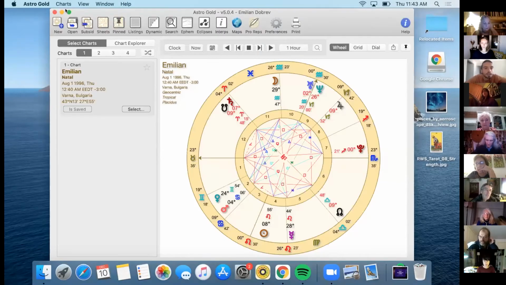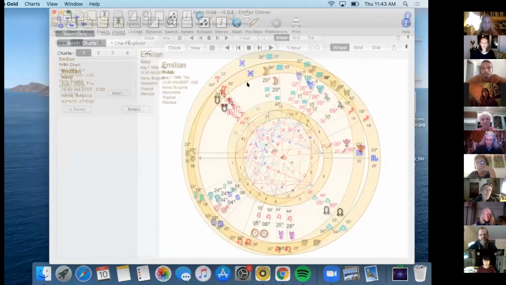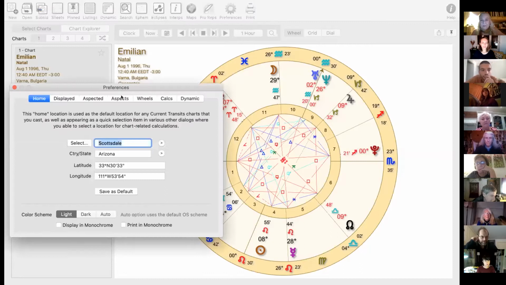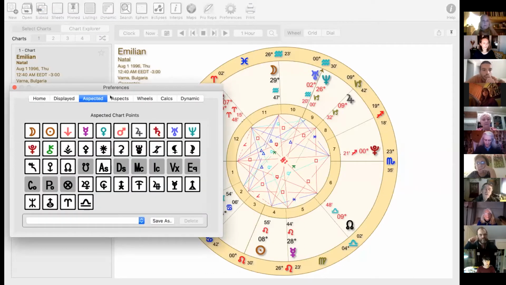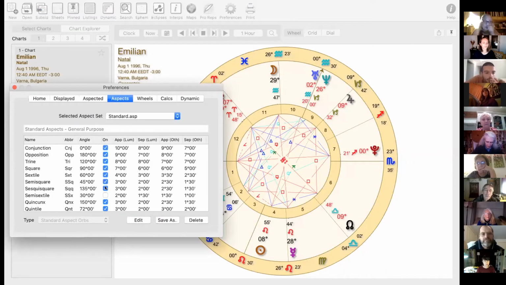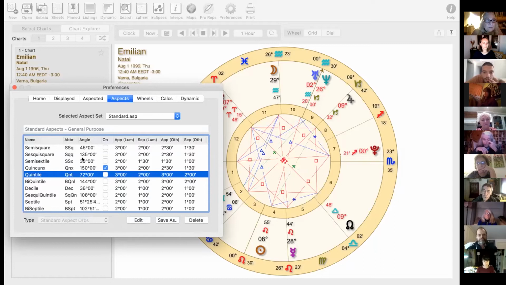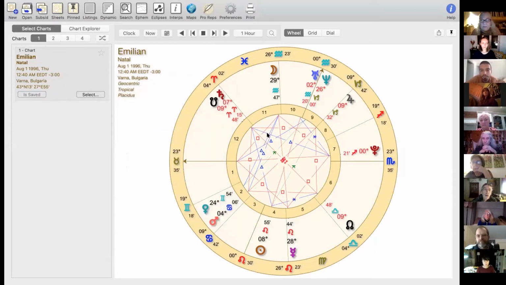What's that a picture of? Okay, so this is, hold on. I'm just gonna take off some of the, just to make it less messy. Okay. So this is my chart here. I'll show you a few things with my chart in a little bit.